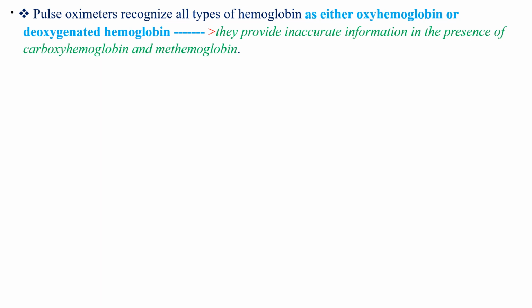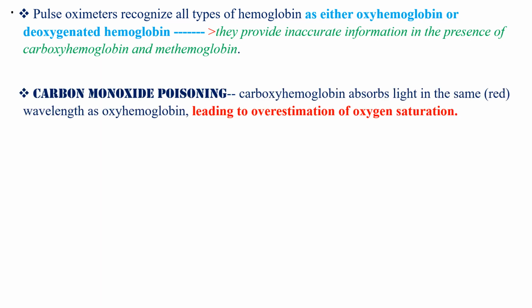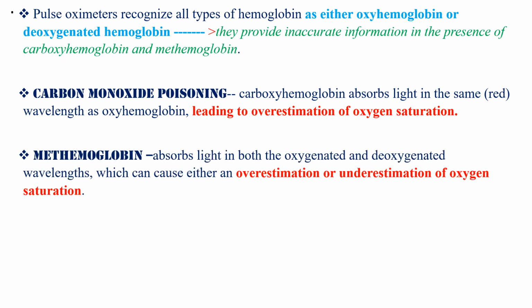Pulse oximetry recognizes all types of hemoglobin as either oxyhemoglobin or deoxygenated hemoglobin. It provides inaccurate information in the presence of carboxyhemoglobin and methemoglobin. In the case of carbon monoxide poisoning, carboxyhemoglobin absorbs light in the same wavelengths as oxyhemoglobin, so this leads to overestimation of oxygen saturation, whereas methemoglobin absorbs light in both oxygenated and deoxygenated wavelengths, which can cause either overestimation or underestimation of oxygen saturation. So in those cases, pulse oximetry is not accurate.